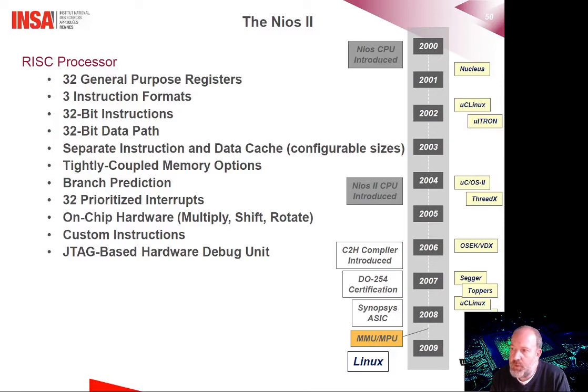It's a processor with 32 general-purpose registers, 3 instruction formats, 32-bit instructions, and a 32-bit data path. Just like the MicroBlaze, it also has separate instruction and data caches with configurable sizes. It also has tightly coupled memory options and is able to perform branch prediction very efficiently. 32 prioritized interrupts are also available in this processor, and designers may use on-chip hardware to accelerate some operations like multiply, shift, and rotate. It's also possible to add some custom instructions to accelerate processing. There's also a JTAG-based hardware debug unit used to debug a program at runtime.